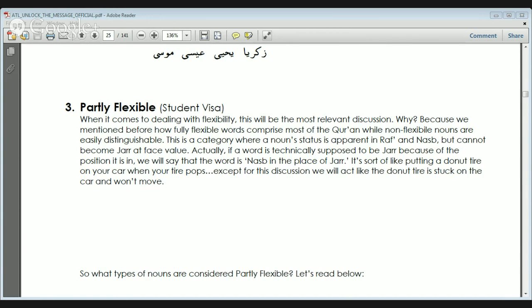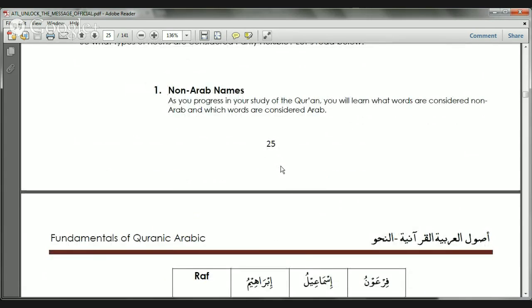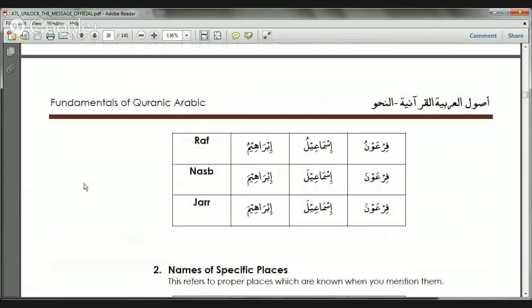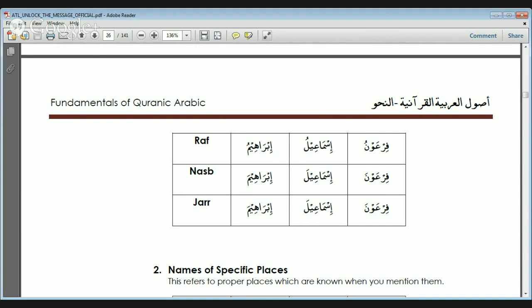Number one, non-Arab names. And as you progress in your study, we'll learn what names are Arab and what names are not Arab. So let's look at this. Non-Arab names. Fir'auna, Fir'aunu. Fir'aunu, Fir'auna. Ismailu, Ismaila. And we'll take a look at it from the Quran.